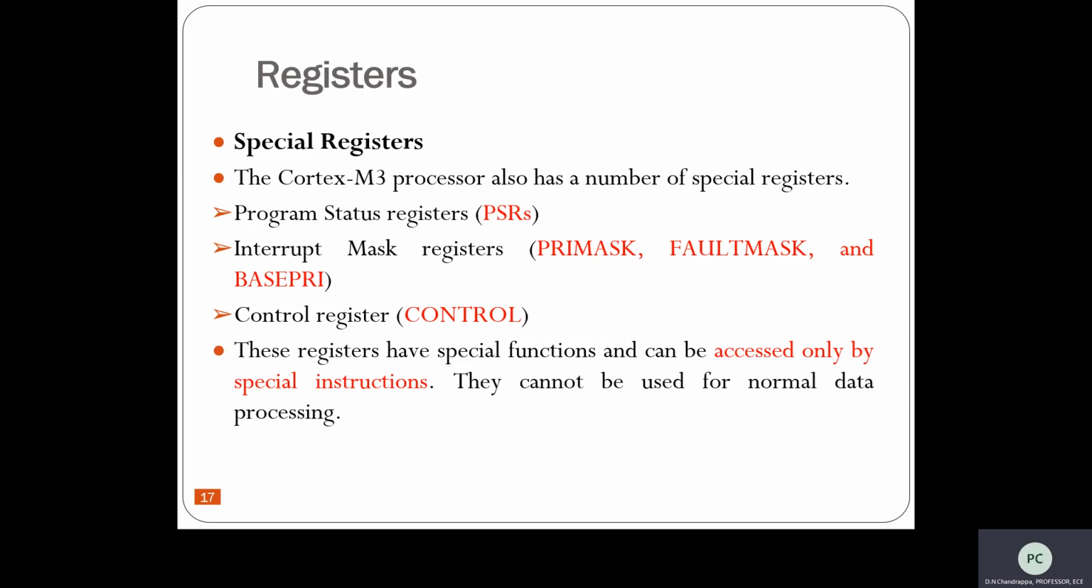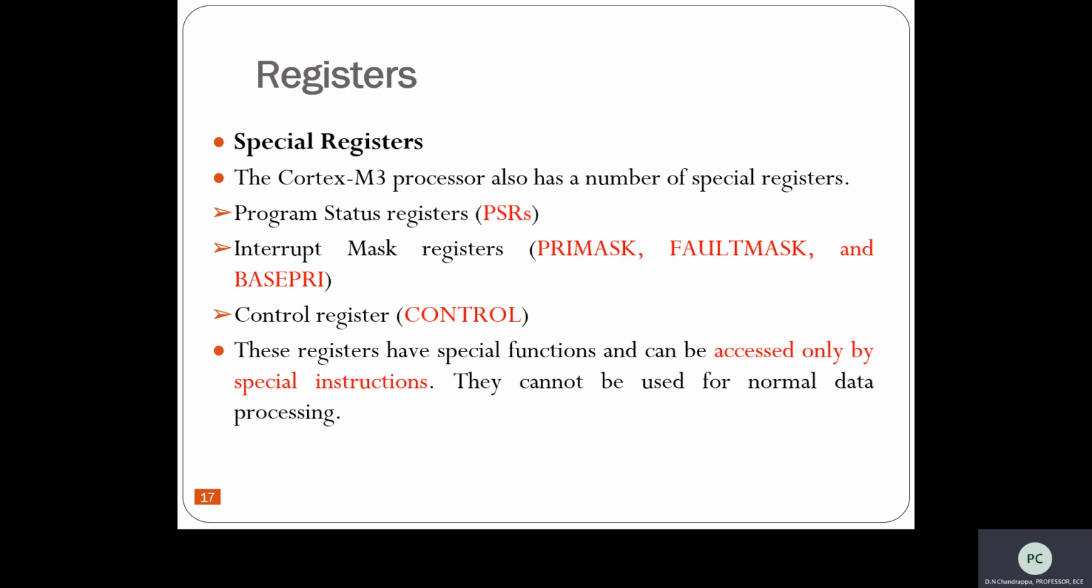I'm going to explain about special registers of the Cortex M3 processor. In the Cortex M3 processor, we have mainly three special purpose registers. The first one is called the program status register, the short form is PSR. The second one is the interrupt mask registers. Within these interrupt mask registers, again we have three classifications, which I will discuss later. And the last one is the control registers.